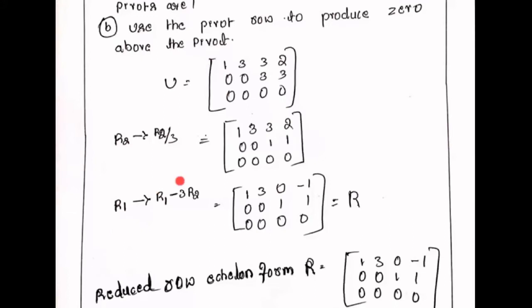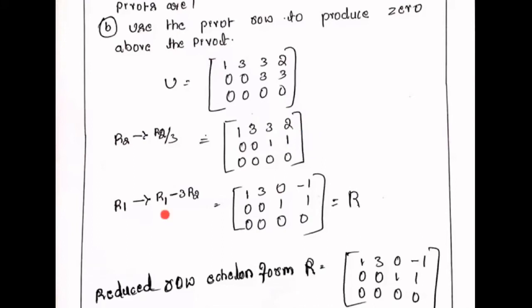So you subtract that. Row 1 is 1, 3 times row 2 is 0, so 1 minus 0 is 1. The second entry is 3 minus 3 times 0, which is 3 only. This stays as it is. Then again you have 3 minus 3 times row 2, which is 1. So 3 minus 3 becomes 0. You should write it in row 1.